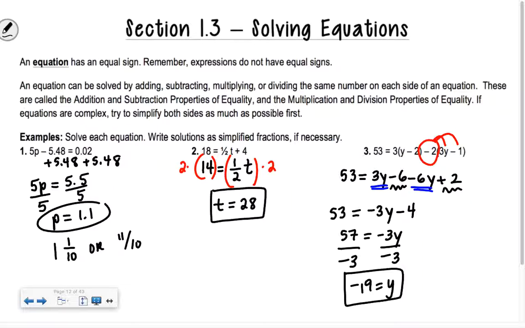These types of equations, I'm guessing you feel pretty confident about, right? You got it. All right.